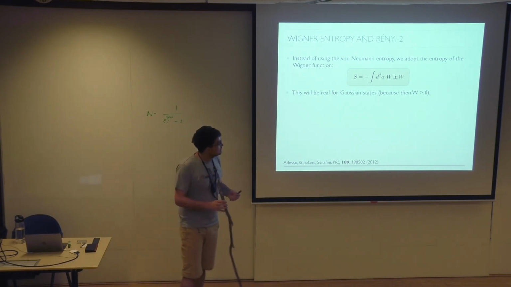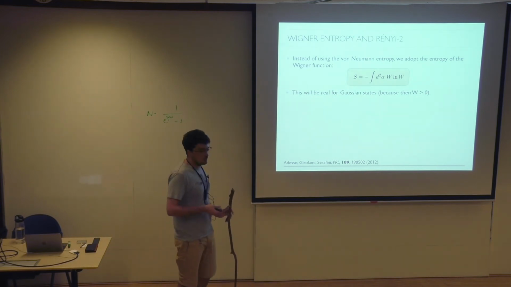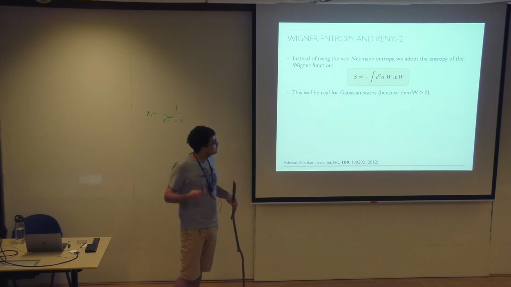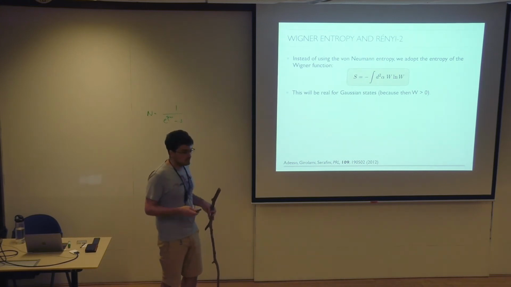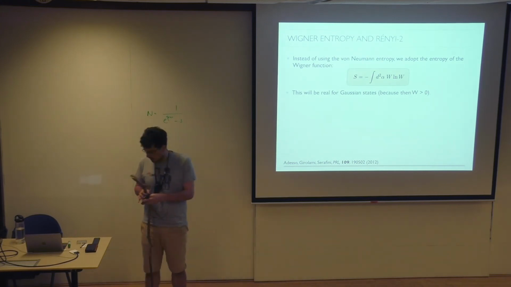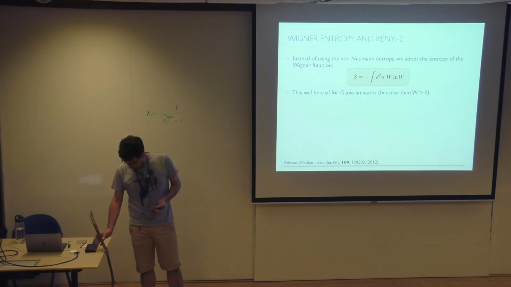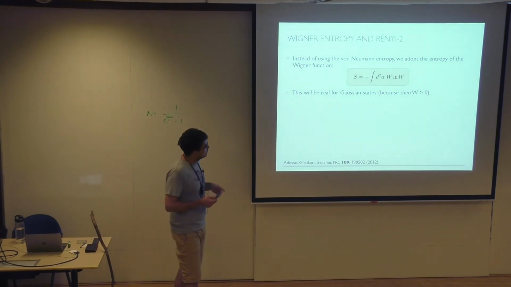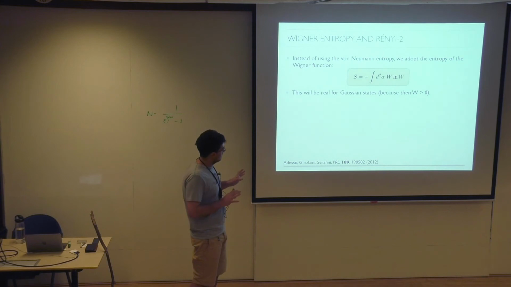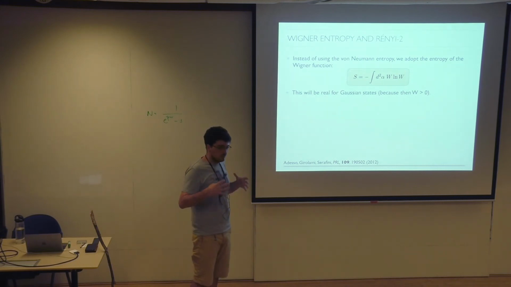Okay, and now the final ingredient is that we cannot use the von Neumann entropy, so we introduce this idea of a Wigner entropy, which is essentially the Shannon entropy of the Wigner function. And the motivation for this is twofold. So first of all, before I say anything else, the Wigner function can be negative, so this only makes sense for Gaussian states. For Gaussian states, the Wigner function is always positive, and so this S will always be a well-behaved quantity.